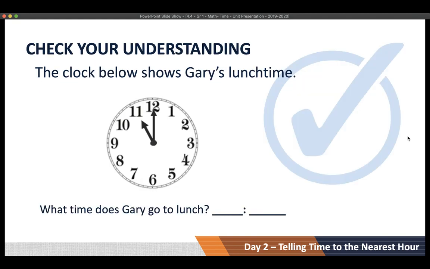Now it's time to check your understanding. The clock below shows Gary's lunchtime. What time does Gary go to lunch? Make sure that you remember that the hour hand is the short hand, the minute hand is the long hand.